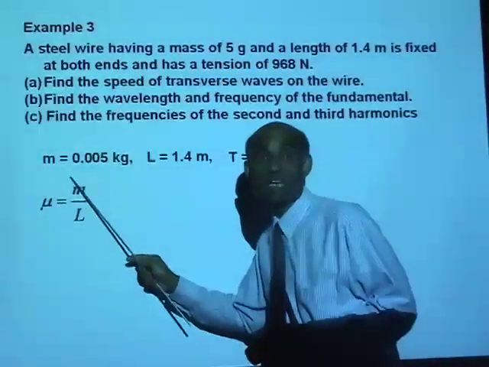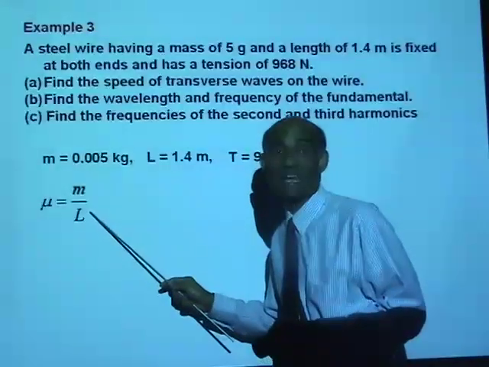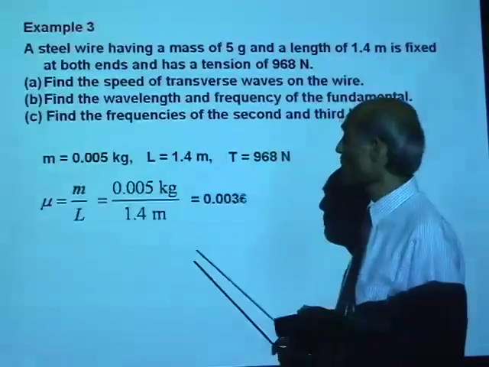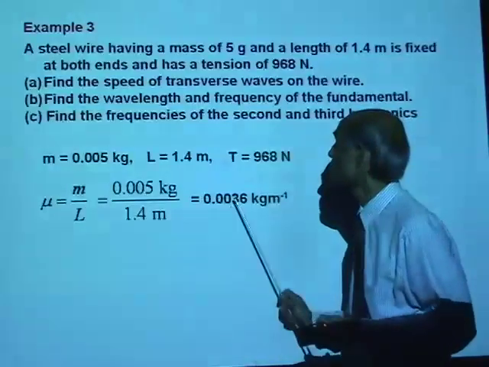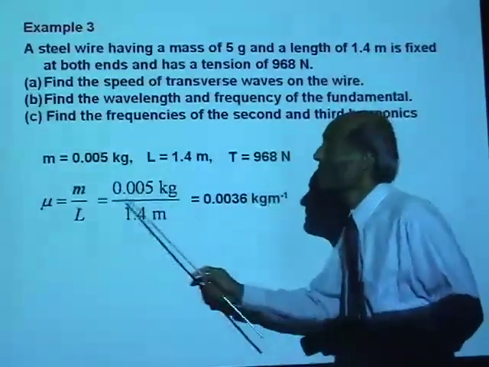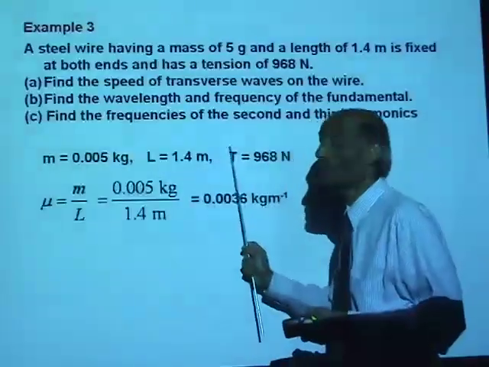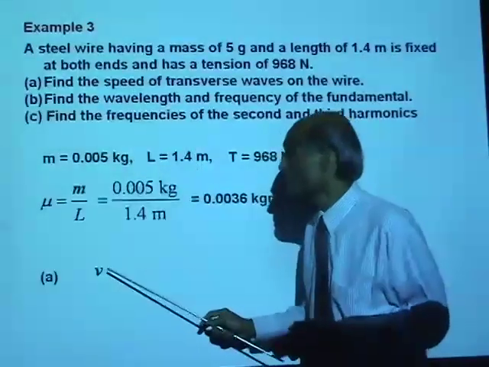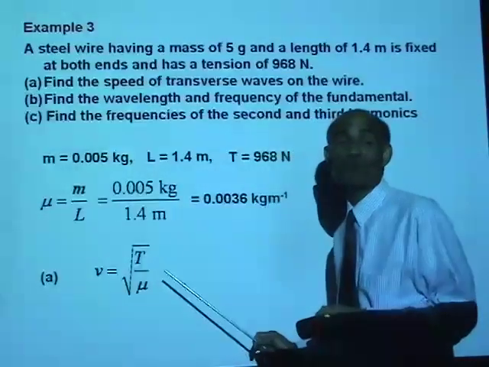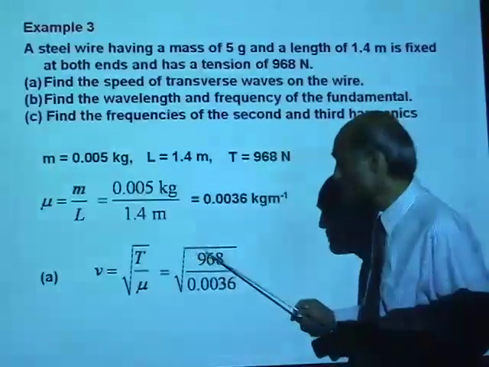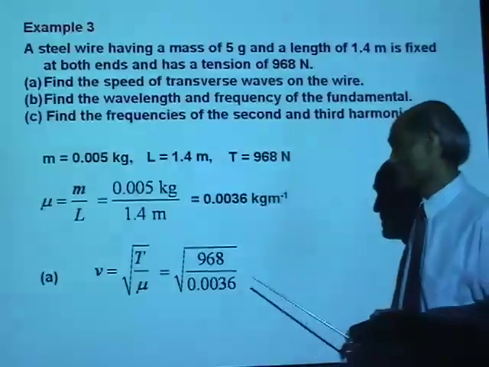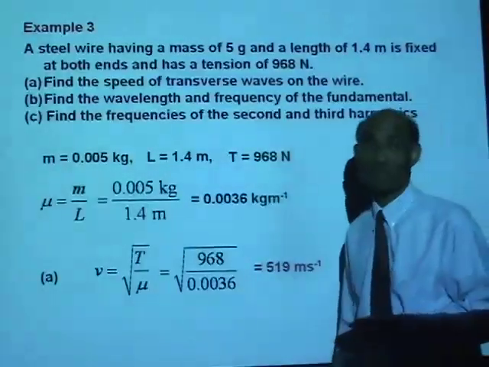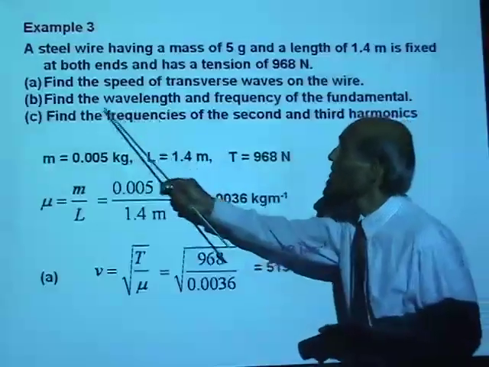Mass per unit length is mass of the string divided by its length. That is 0.005 kilogram divided by 1.4 meter. That is 0.0036 kilogram per meter. You now have the linear density mu. You have the tension T. You can find the speed of the wave on the string. V equal to square root of T over mu, and using the values of T and mu, we get V equal to 519 meter per second. Can you stay at this point and answer this for me?